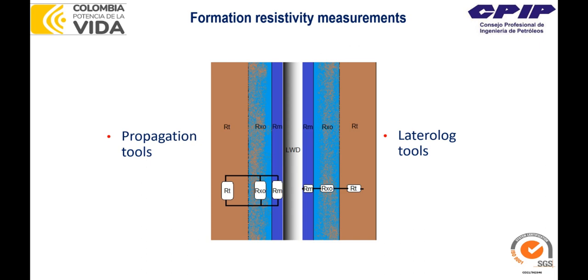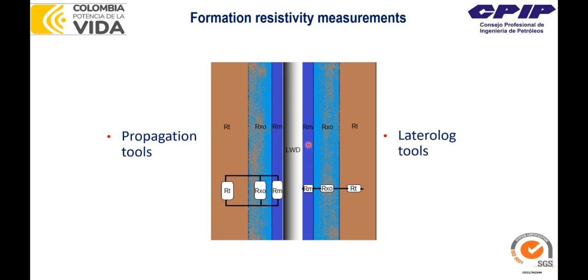Formation resistivity measurements. There are two main groups of formation resistivity measurements. One is propagation resistivity tools, which are based on electromagnetic principles, and the other is laterolog tools, which are based on the short circuit current principle. The big difference in terms of physics for these two methods is that when the tool scans the formation, for the propagation tool it will be resistors in parallel: the mud filtrate, the filtrated zone, and the true formation resistivity act as resistors in parallel. In the case of the laterolog tool, it will be resistors in sequence.